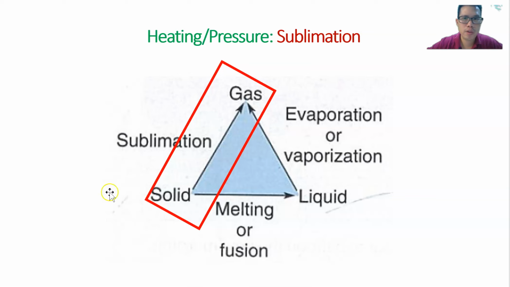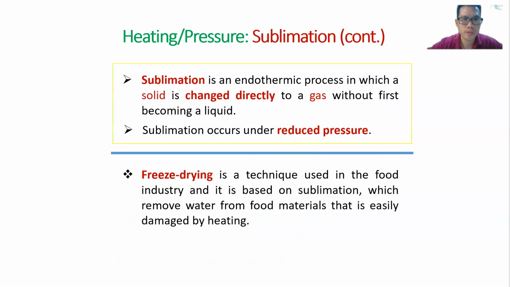Sublimation is when you change from a solid to a gaseous state. Sublimation is an endothermic process in which a solid is changed directly to a gas without first becoming a liquid. Sublimation occurs under reduced pressure. Freeze drying is a technique used in the food industry and is based on sublimation. We remove the water from food material that is easily damaged by heat. So other than dry ice, water can also undergo sublimation through a technique called freeze drying.